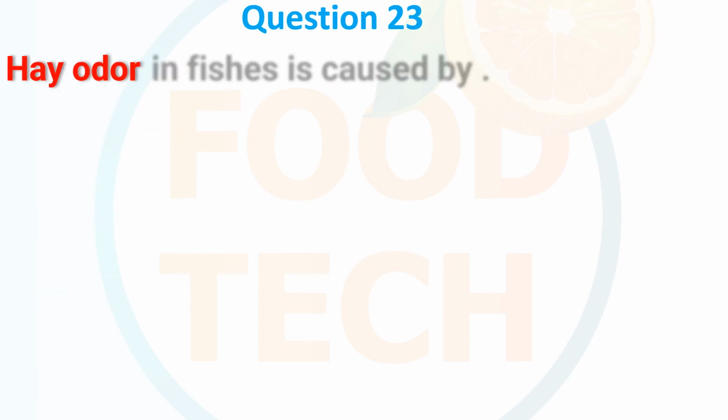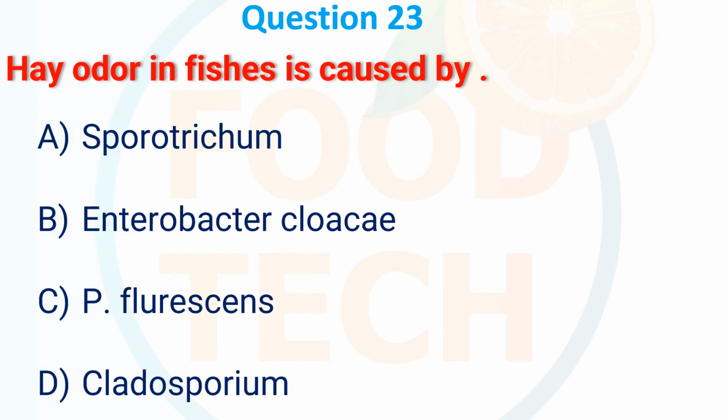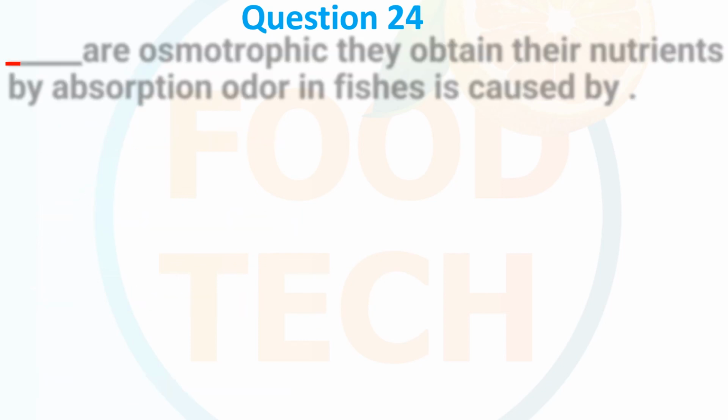Hair odors in fish are caused by A. Sporotrichum, B. Escherichia coli, C. P. fluorescens, D. Cladosporium. The answer is Escherichia coli.